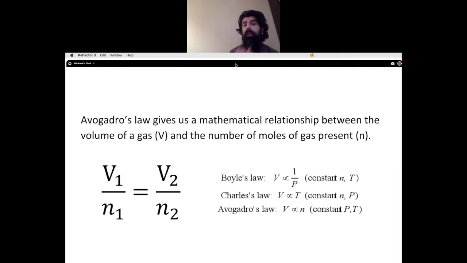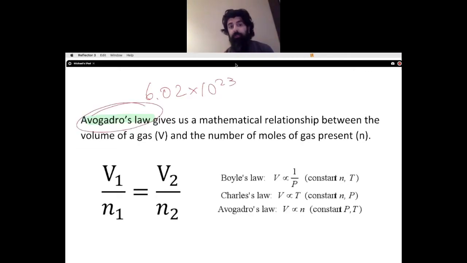So here we have what is referred to as Avogadro's law. This is different from Avogadro's number, the 6.02 times 10 to the 23. That's not what we're talking about. We're talking about Avogadro's law, and Avogadro's law is looking at the volume of a gas with the number of moles present of that gas.